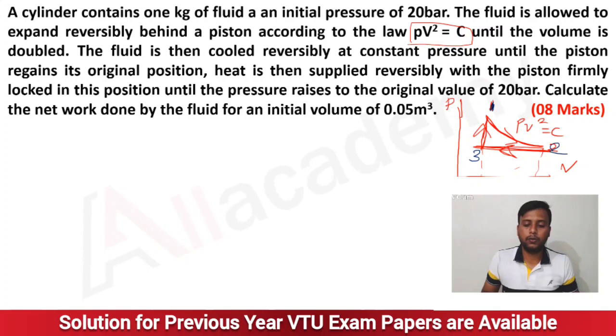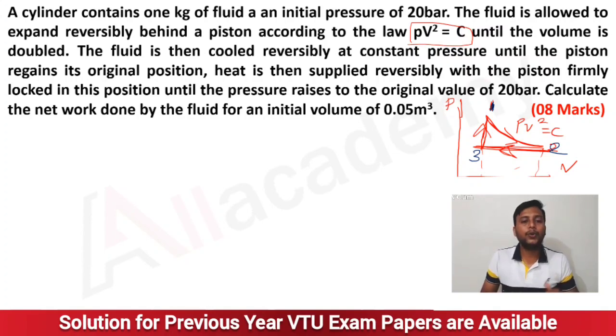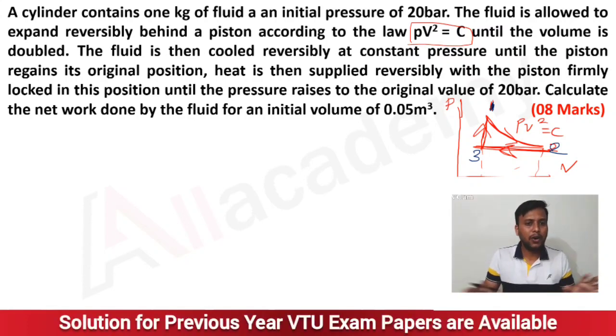Points 1, 2, 3. 1 to 2 is a polytropic process, 2 to 3 is a constant pressure process, and 3 to 1 is a constant volume process. Now half of the problem is solved, because we know which process is taking place at which condition. Now let us solve the numerical.